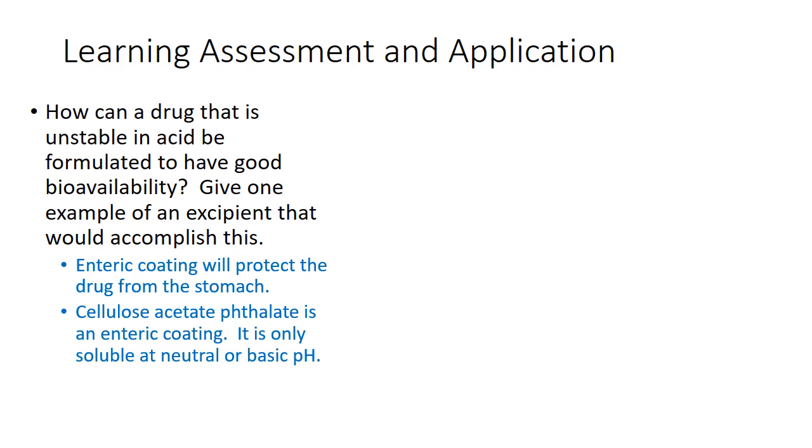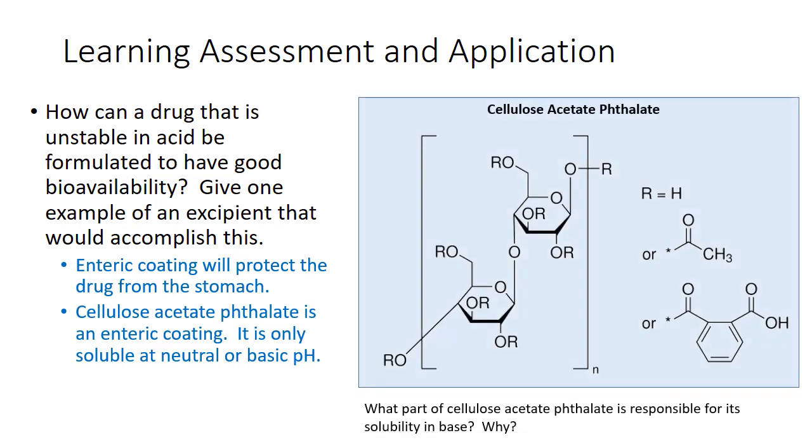It's only soluble at neutral or basic pH, and this is what it looks like. And I think I have blanks in the student version or your version. So this would be cellulose acetate phthalate. And the question down here is, what part of cellulose acetate phthalate is responsible for its solubility in base and why?